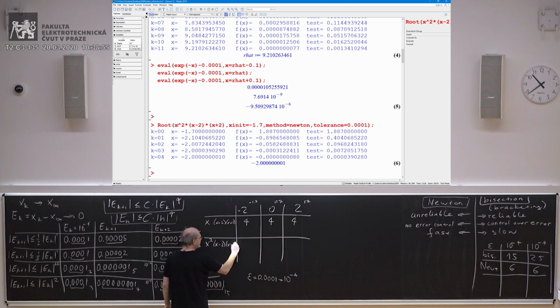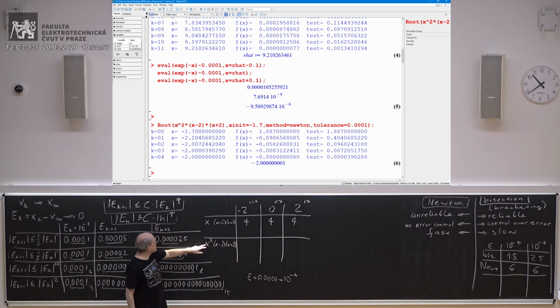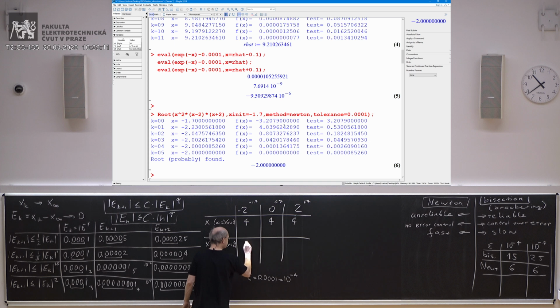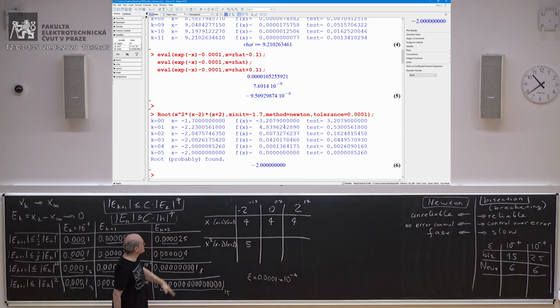What happens? Well, the root 0 now has multiplicity 2, and also the shape changes. And let's run the same experiments again. I start at negative 1.7, I run it, and we got 5 iterations needed. So that's the reaction of the Newton method to the change of the function.